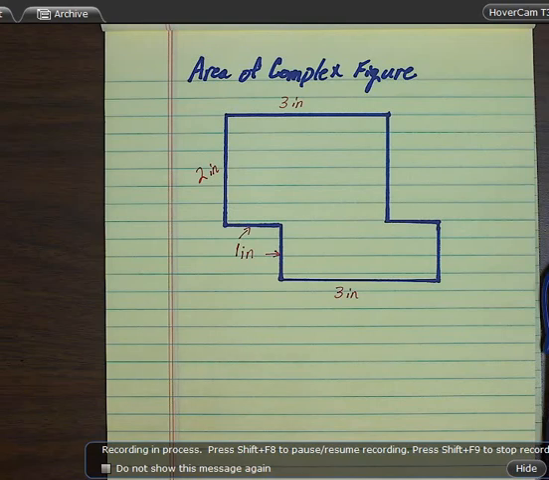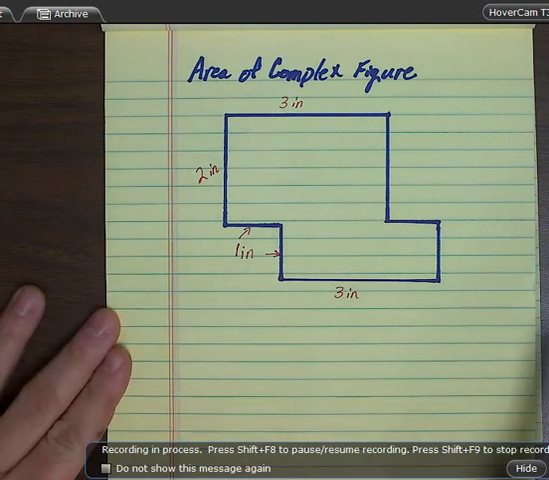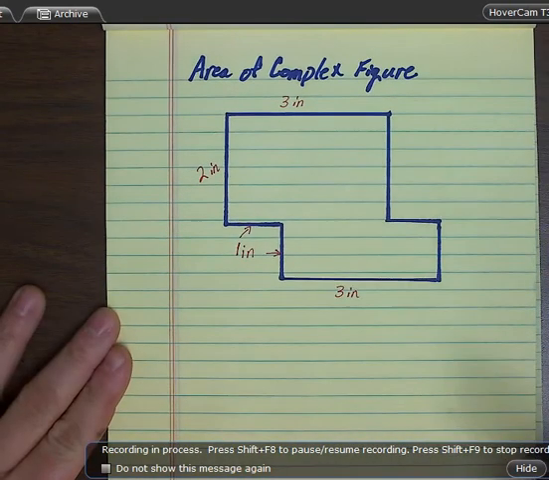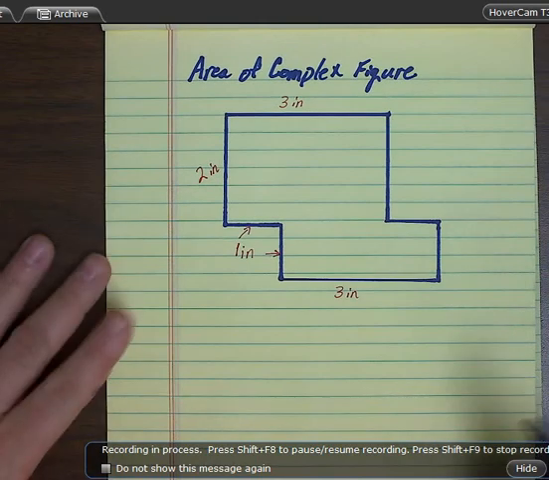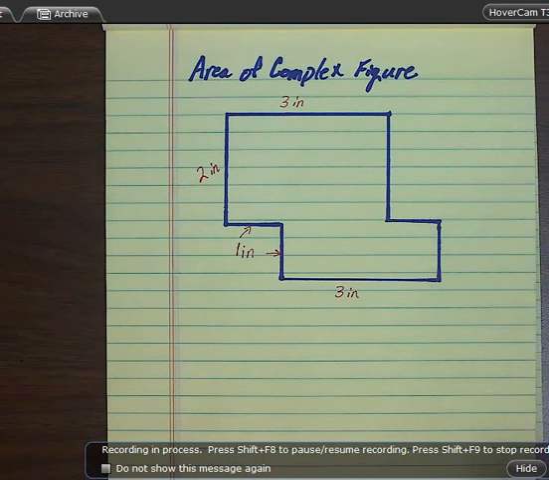Okay, now I want to talk about how to find the area of a complex figure. So if I have a figure like this, this could be like the shape of a playground, or the shape of your backyard, or the shape of a room, and you need to find the area for it. Here's what I would do if I was wanting to find the area for it.